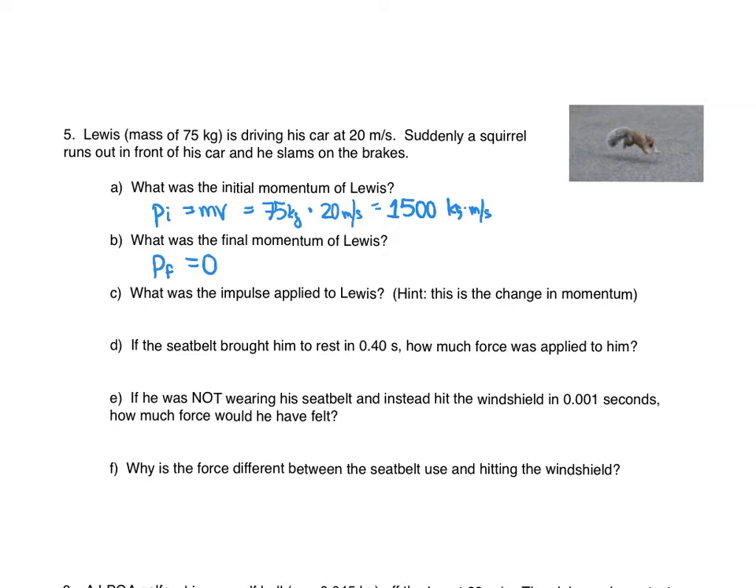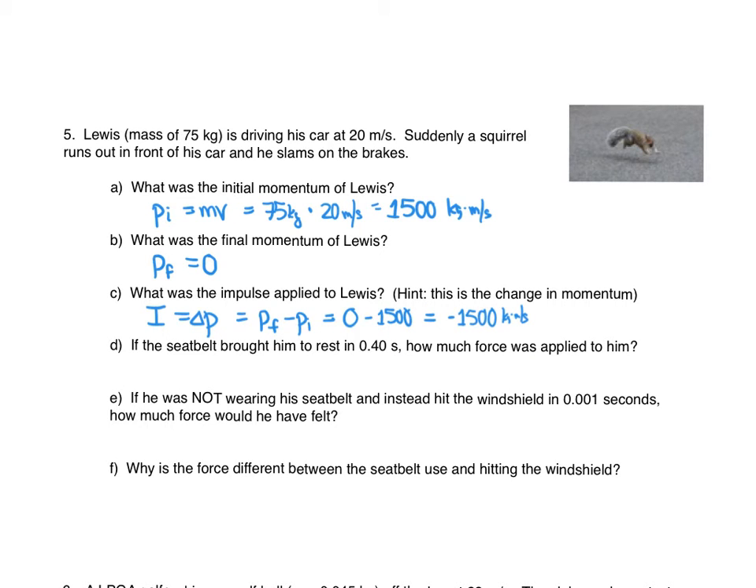His final momentum is going to be 0 in the car. And henceforth, the impulse will be equal to the change in momentum, right? So whether that impulse is exerted on him by the windshield or by an airbag or the steering wheel, there's obviously one he prefers. But that change in momentum is the final momentum minus the initial. So his final momentum is 0 minus the initial of 1,500. So this impulse will be negative 1,500 kilogram meters per second, and that negative signifies that our momentum is decreasing.